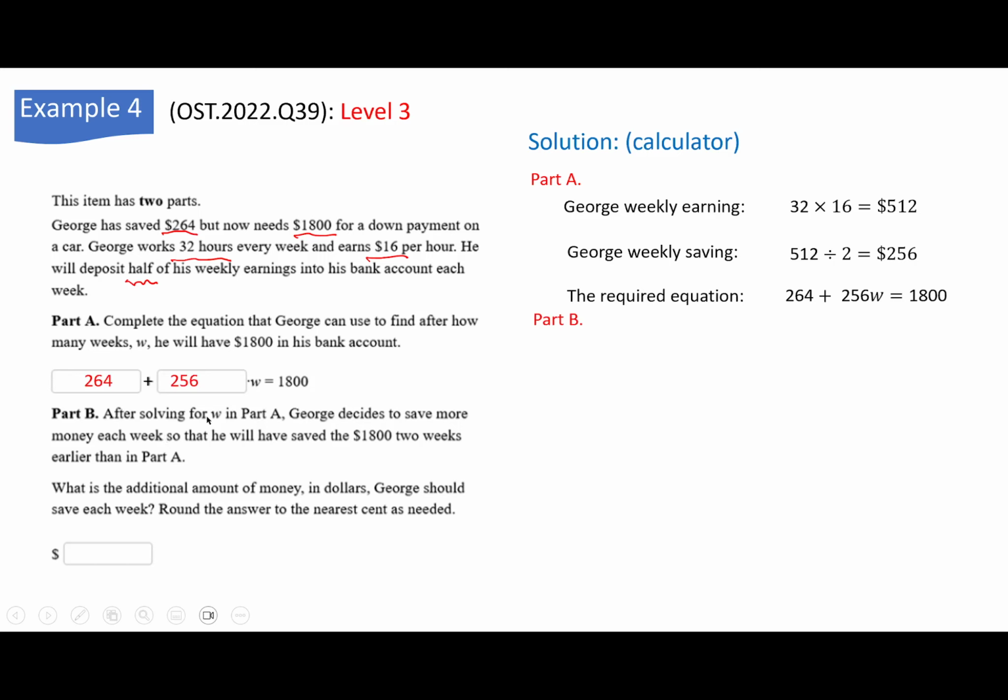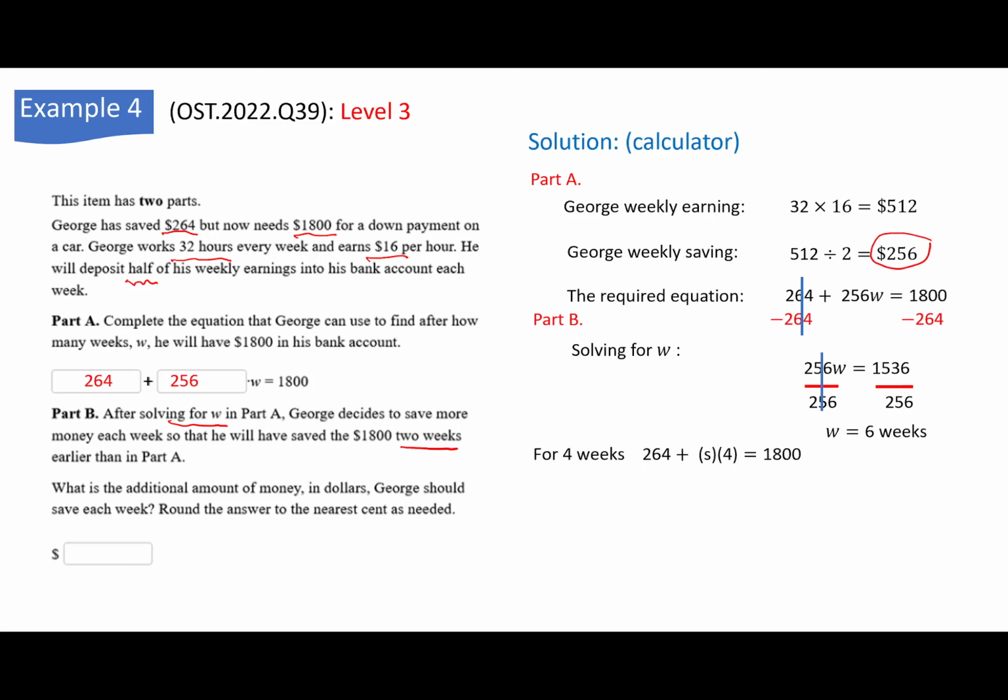Part B, after solving for W, so he's asking you to solve for W, okay? George decides to save more money each week so that he will have saved the $1,800 2 weeks earlier. So what happens now? If we solve for W, it's easy, we can do that. We get W is 6 weeks. So he needs 6 weeks to save $1,800 if he deposits 256 every week. Now he wants to do that 2 weeks earlier, so he needs 4 weeks. So he needs to save such an amount so that in 4 weeks he gets the $1,800.